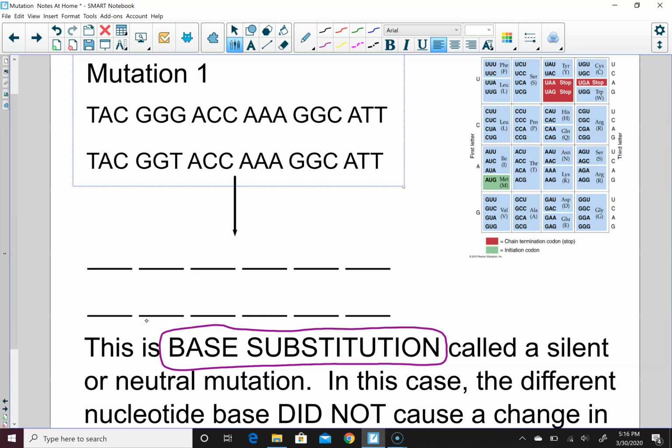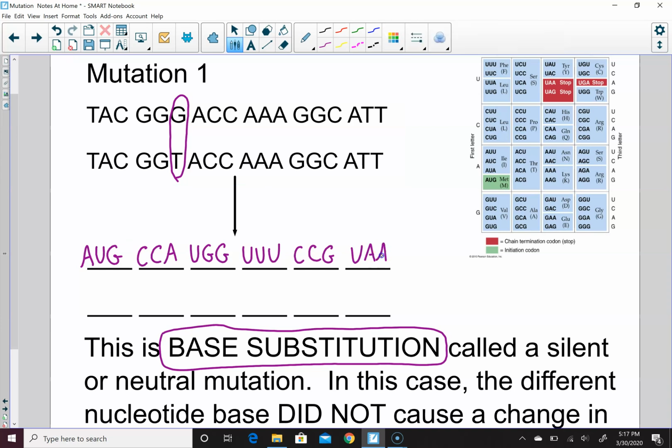Now, if one of those letters is wrong, I may or may not have a problem. So what I like to do, I kind of gave this away, so we don't have to go too crazy here. But you notice the mistake is right there. So we know this is AUG, CCA this time, UGG, UUU, CCG, and then UAA. So this is still a MET, nothing changed there.